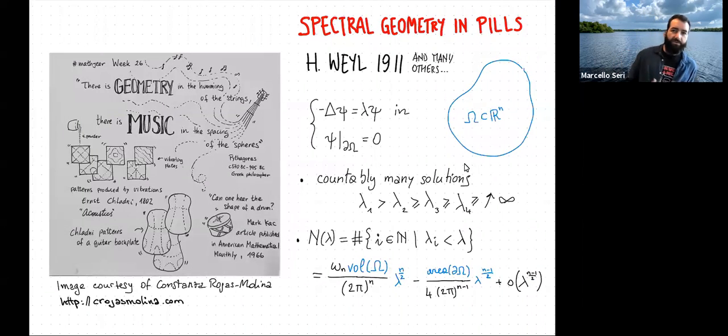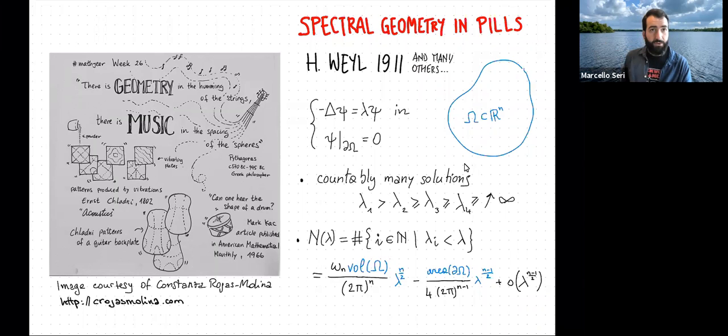What happens in this case of a domain in R^n is that you have countably many solutions of the eigenvalue equation for the Laplacian, and they are ordered, with one eigenvalue at the bottom that is always simple, and then many others that go to infinity. And what Weyl did was ask: can we actually know something about this domain if we look at how many eigenvalues we have as we let lambda go to infinity? If we start counting the eigenvalues and we count a lot of them, can this number tell us something about the domain? And it turns out that it can.